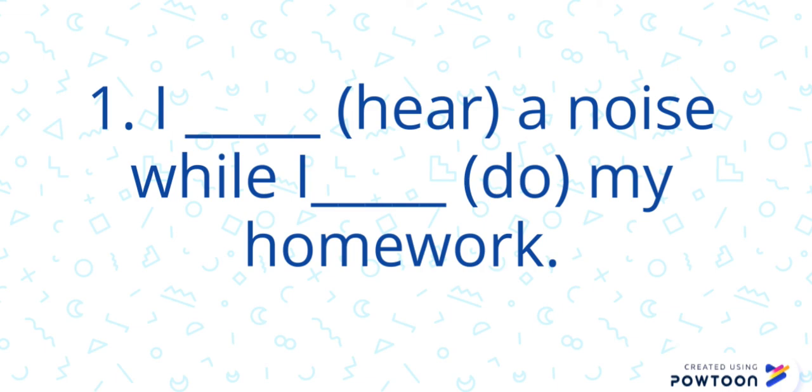So let me ask you this. Do you have an action that is interrupted by another one? ¿Tienes una acción interrumpida por otra? Yes or no? Yes. Yes, because you were doing your homework and something happened. As you have an action that is interrupted, you know that the other part of the sentence is going to be in past simple. So how is the first part?